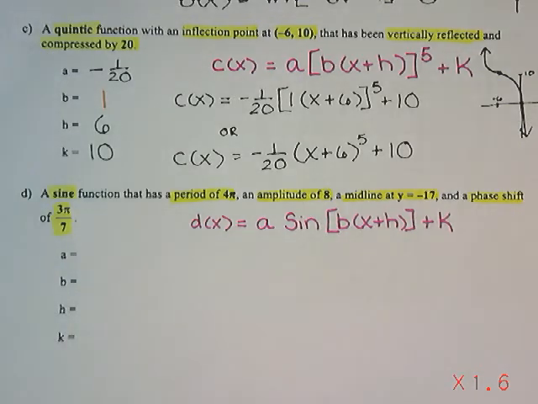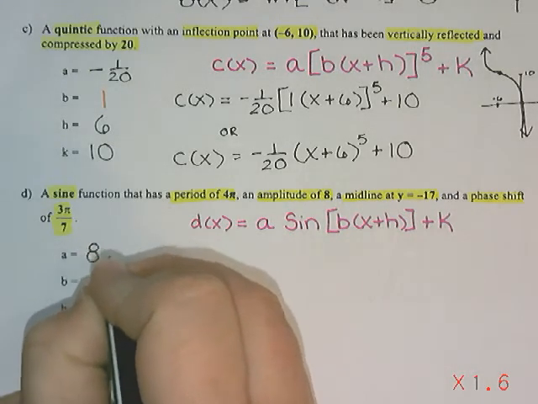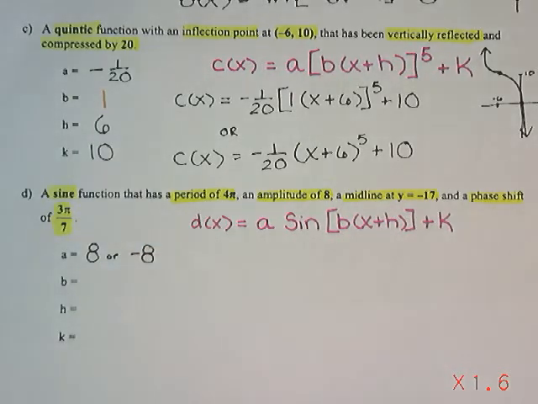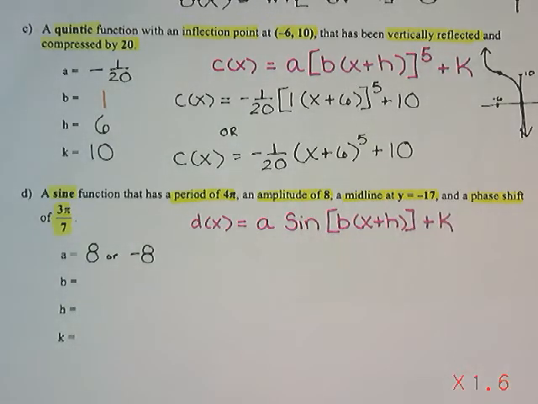So my a value is either 8 or it could be -8. I don't know whether it's been reflected or not. It doesn't mention anything about it. It could be +8. It could be -8. I don't really know.